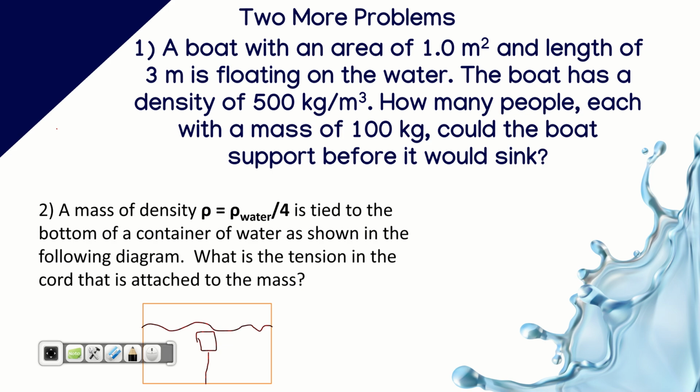What about the second one? A mass has a density of 1/4 that of water, and it's tied to the bottom of the container as shown in the following diagram. What is the tension in the cord that is attached to the mass? Okay, so this one, I don't think I need to go to another page.